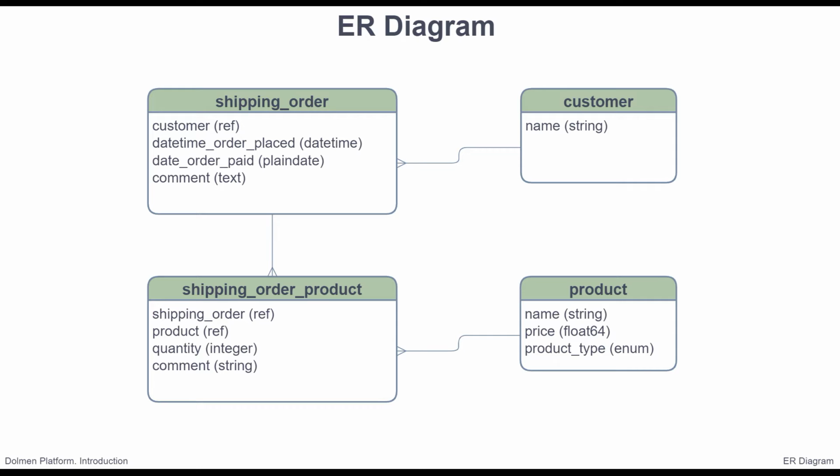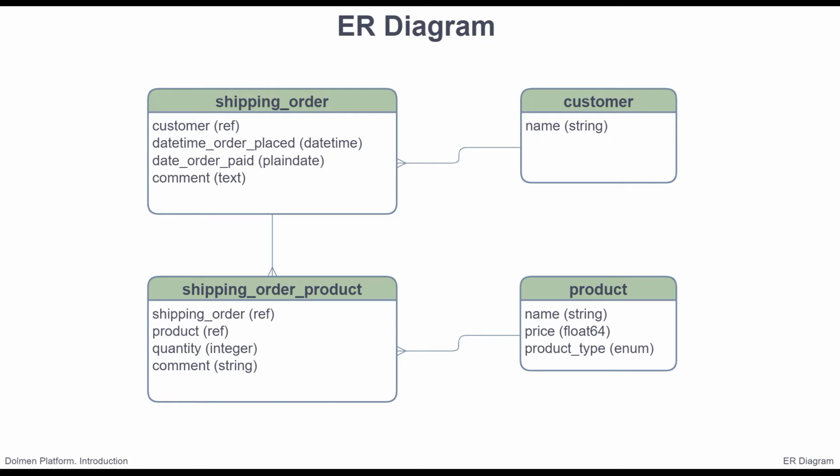Some words are reserved in Java and Kotlin languages and cannot be used for tables and fields name. Order, for example. Therefore, I'll name the next table shipping_order. Fields are customer, type ref, the reference to the record in the customer table. Date time order placed, type datetime. Date order paid, type plain date, and the text field comment.